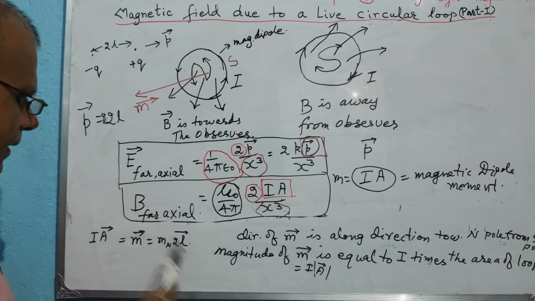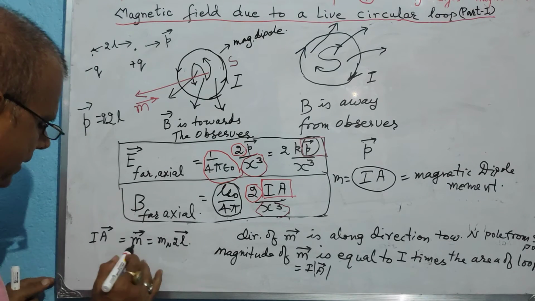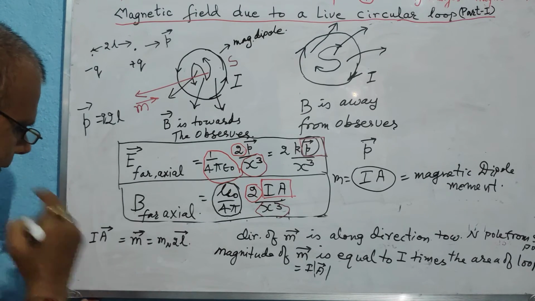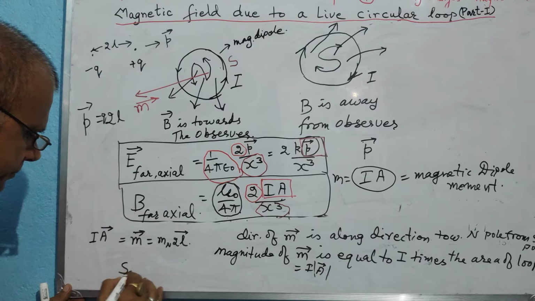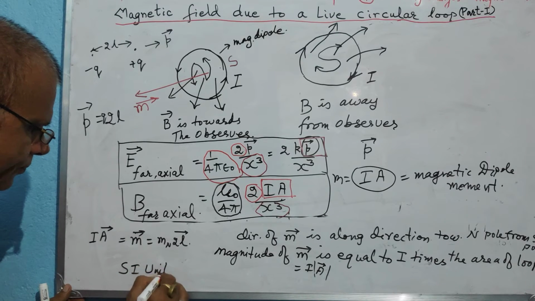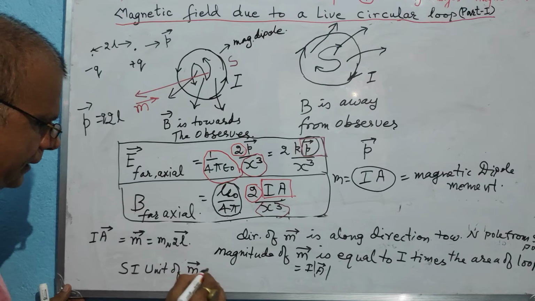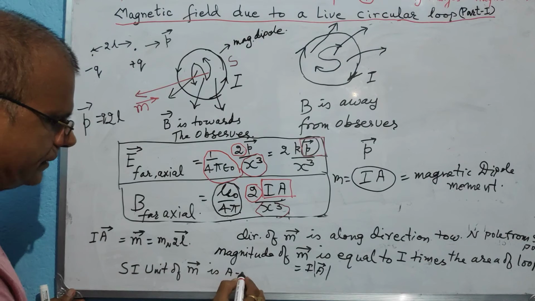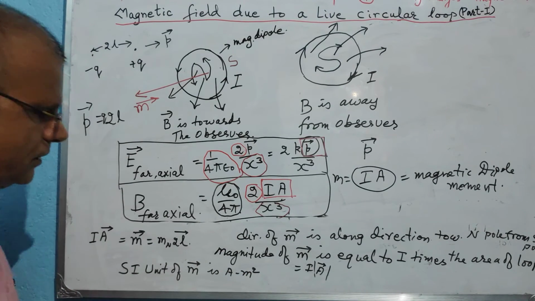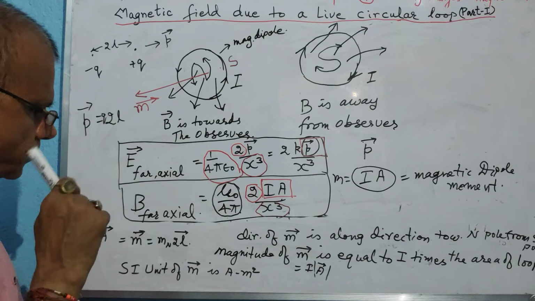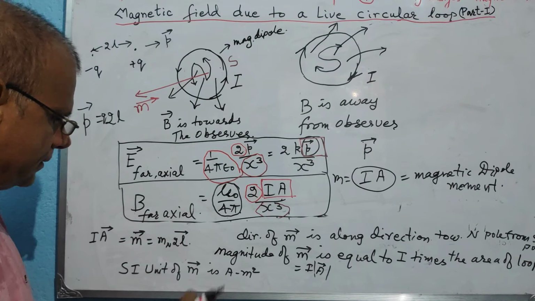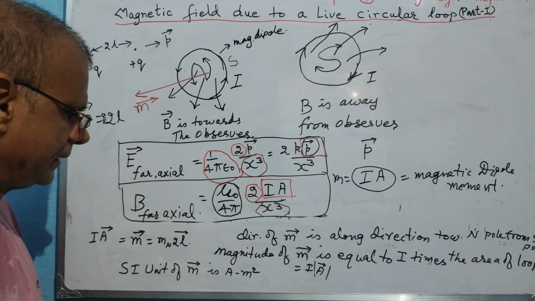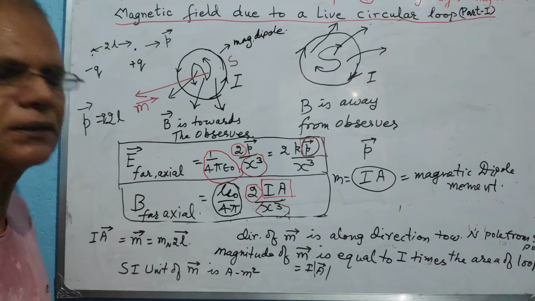So here you see, one thing more we have to learn is, once we have now decided that this M is equal to Ia, we can find the SI unit of magnetic dipole moment. I is in ampere and area, cross sectional area, is in meter square. So we get ampere meter square. So that way the SI unit of magnetic dipole moment is equal to ampere meter square.